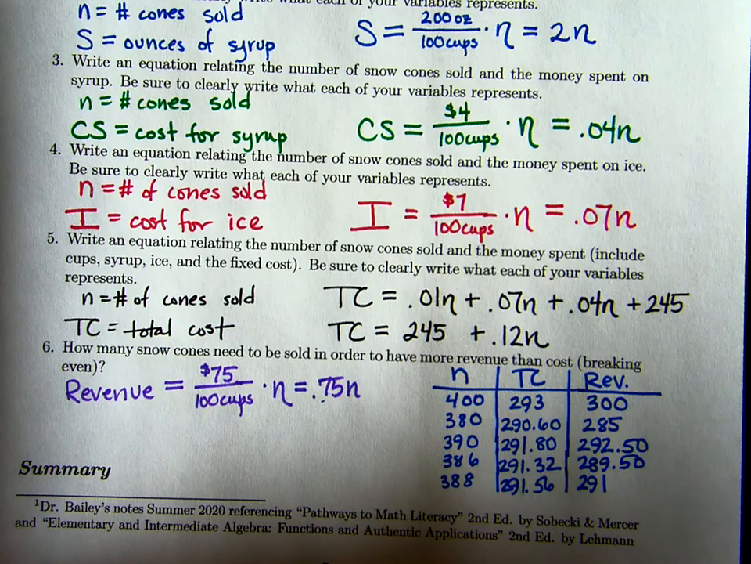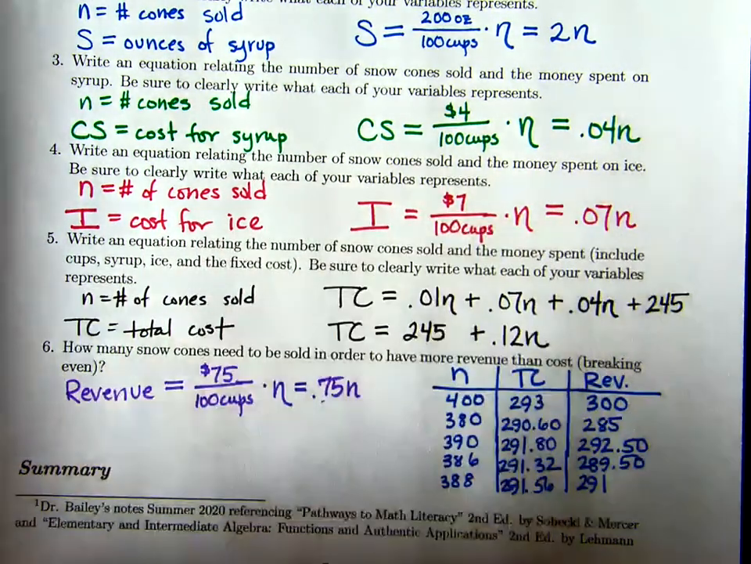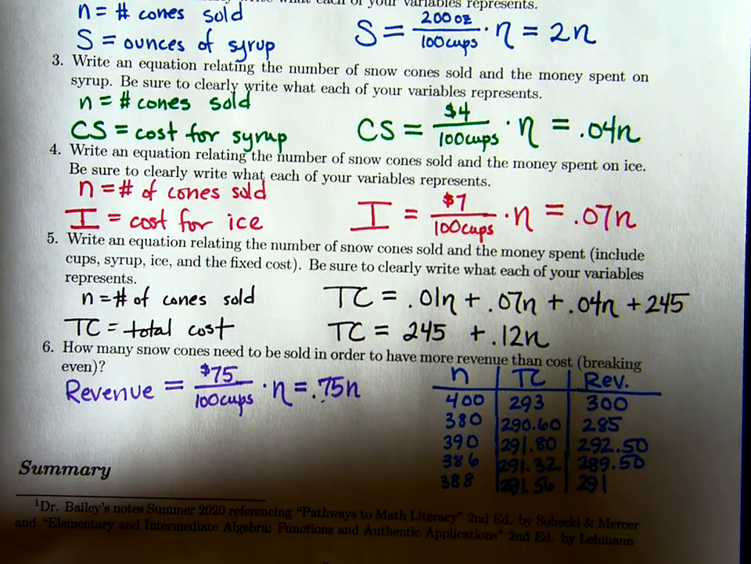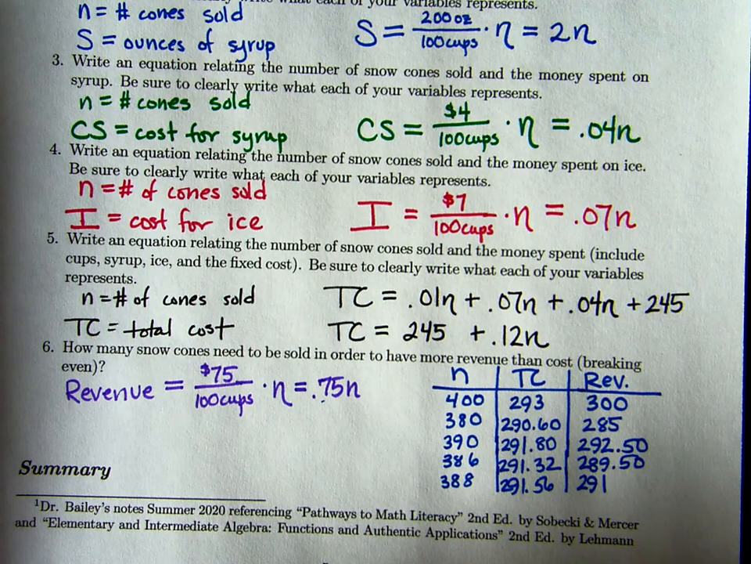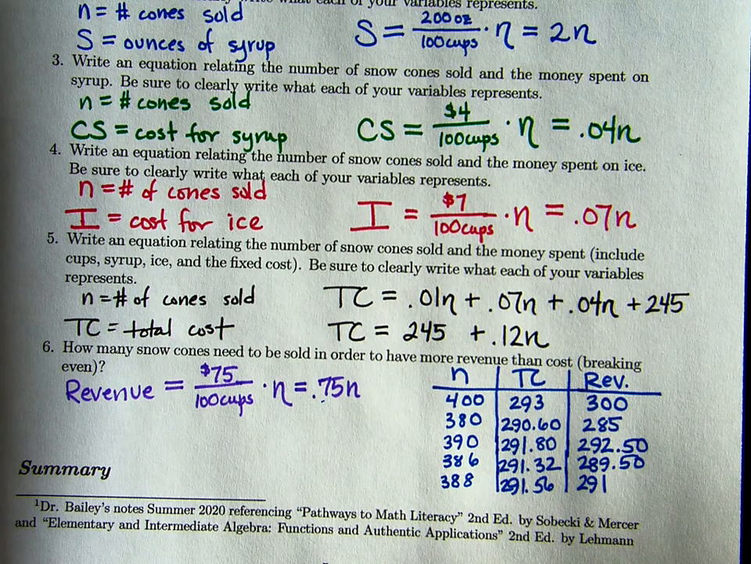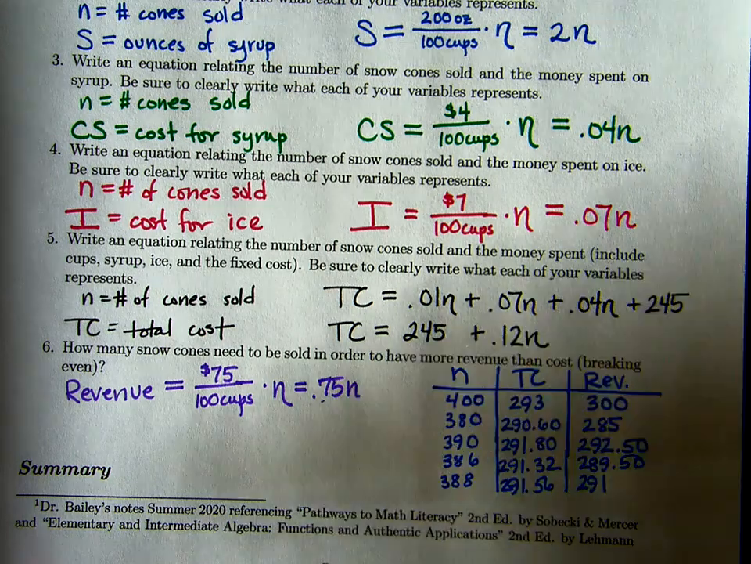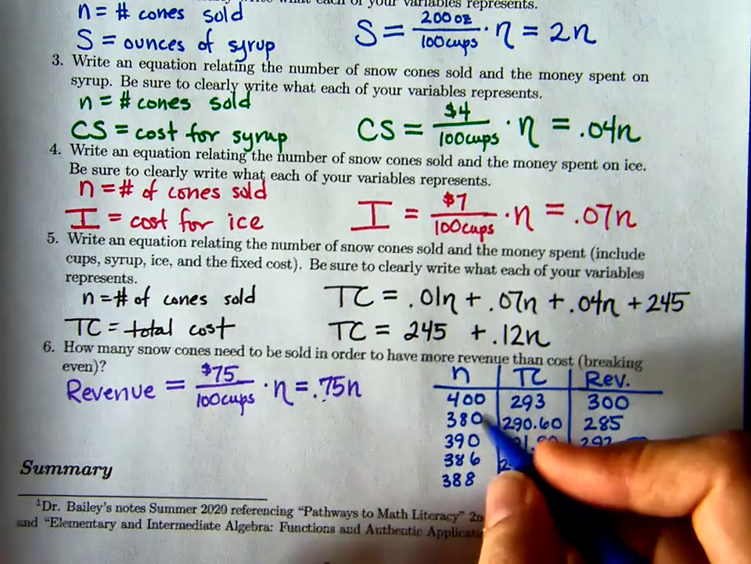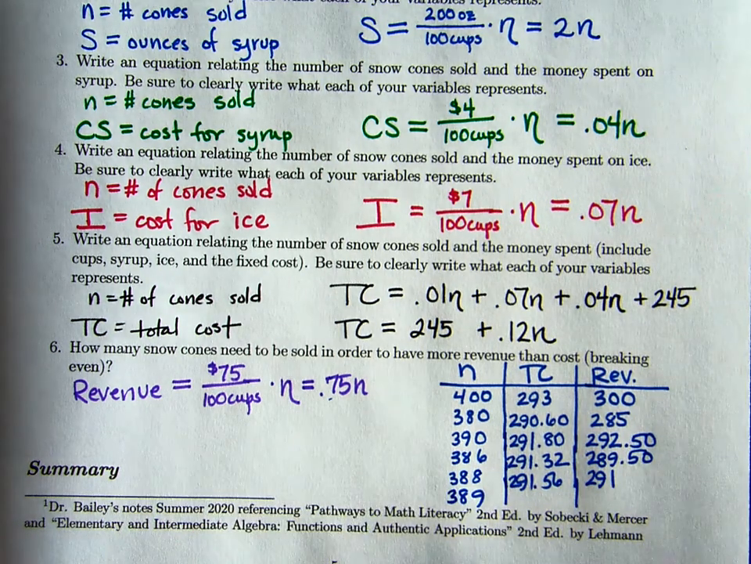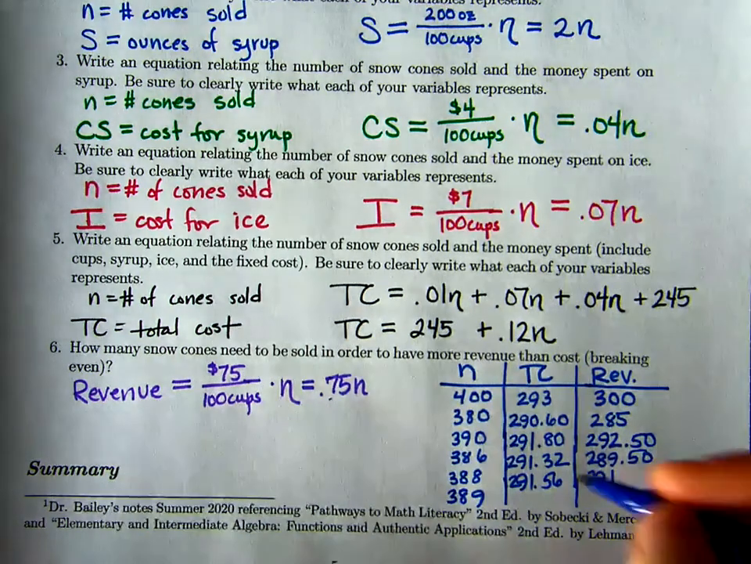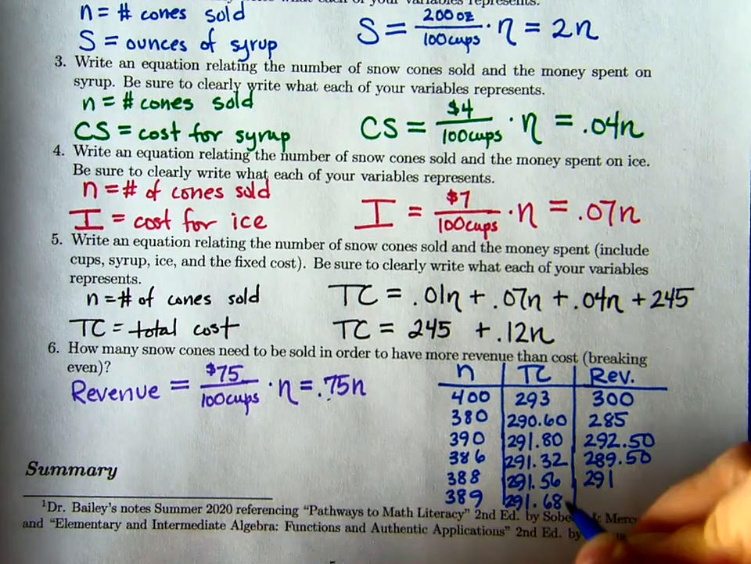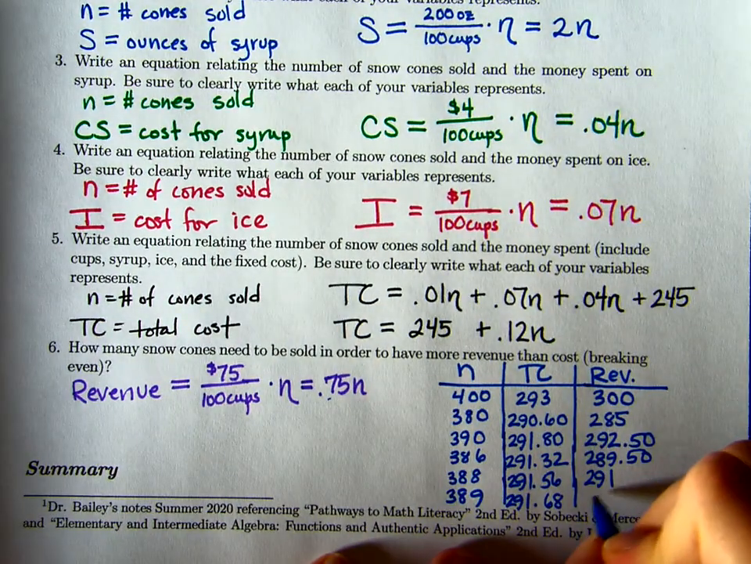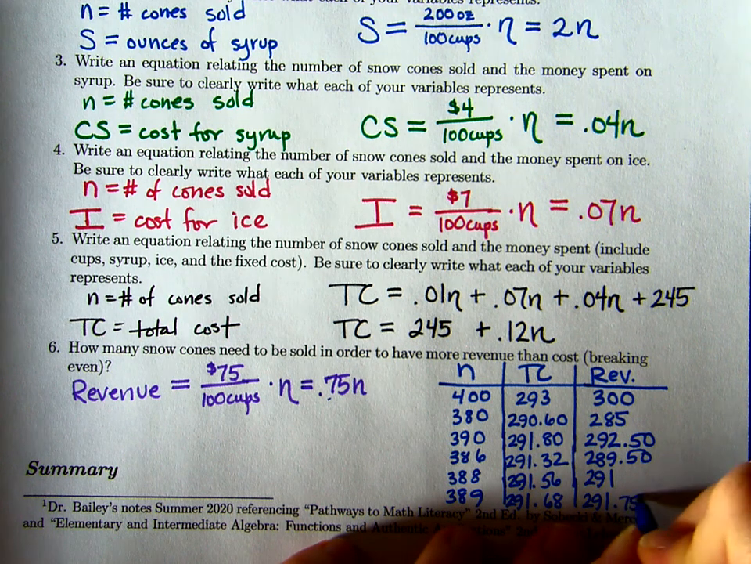I'm just going to check 387 really quick, because I'm wondering if it's perfect or if it's not perfect. It is not perfect. So it looks like this is where the total cost is a little bit more. So I really should have checked 389. Okay, I'm really going to plug in 389, just to be super sure. So this would be $291.68, and the revenue would be $291.75.